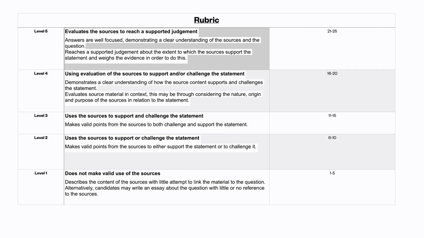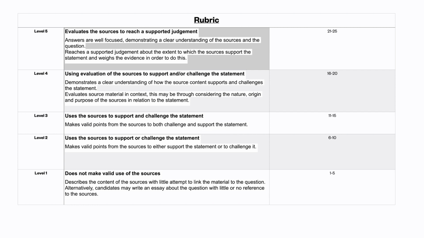Level 4, you're going to be evaluating the sources to support and or challenge the statement. So you've got a clear understanding of how the source content supports and challenges the statement. You've evaluated the material and context. You've considered nature, origin, and purpose of the sources. So you've just not done that full supported judgment throughout for level 4.